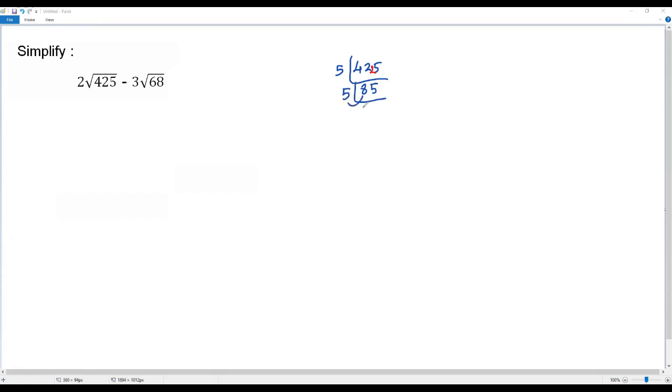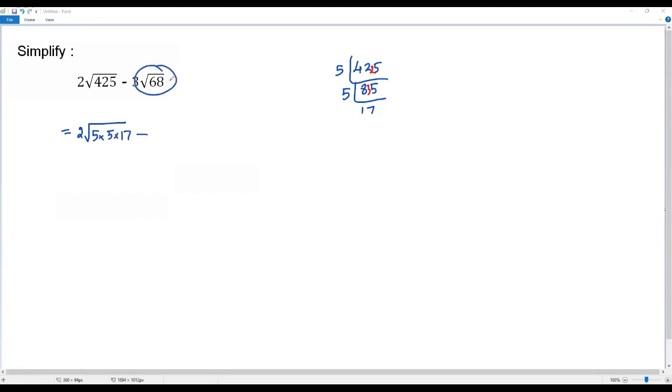5 goes into 8 1 times. We have 3 left in 8. If I take the 3 along with the next digit 5, it will become 35. We know that 5 goes into 35 7 times, so we get 7 over here. Here I got a prime number. We have to stop the process. Now we can write this 425 as 5 times 5 times 17. Then we have 5 times 5 times 17.